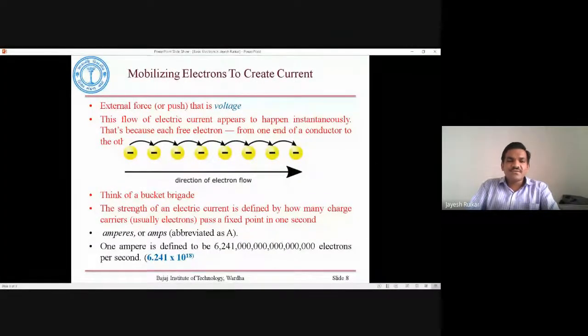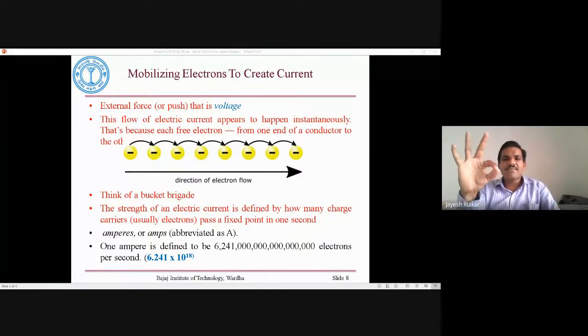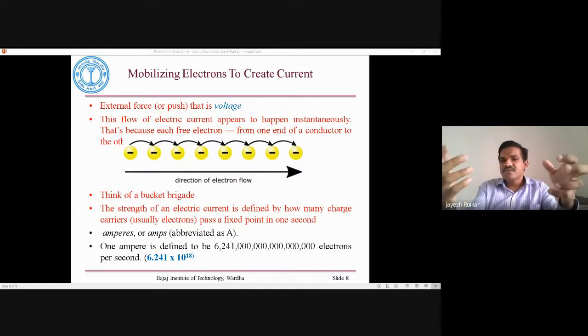If you start understanding from the first slide, you can understand what current is. This flow of electric current appears to happen simultaneously. Why does it happen simultaneously? Because of each free electron, from one atom to another, from one end of the conductor to the other end of the same conductor, not a different conductor.